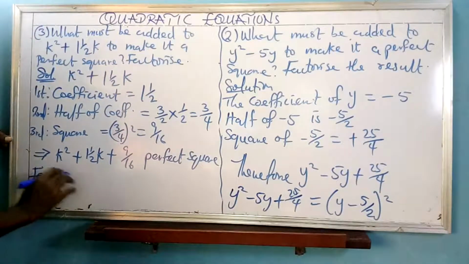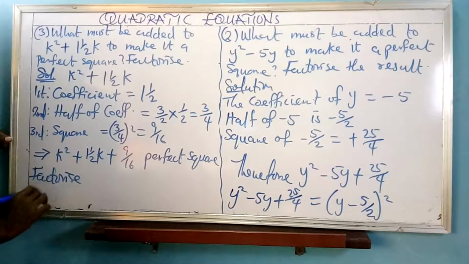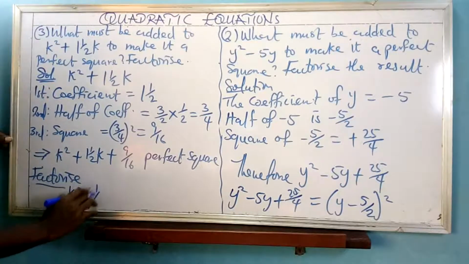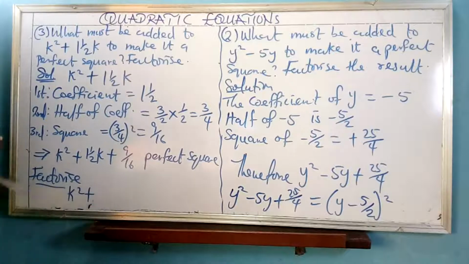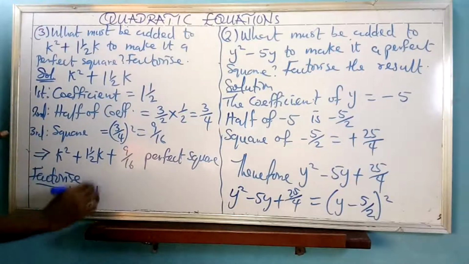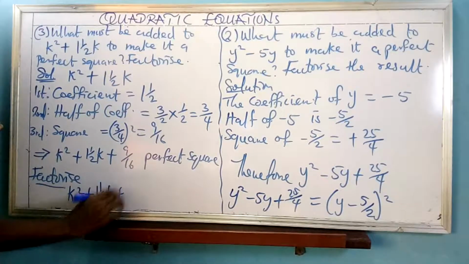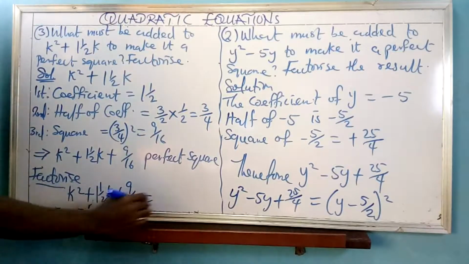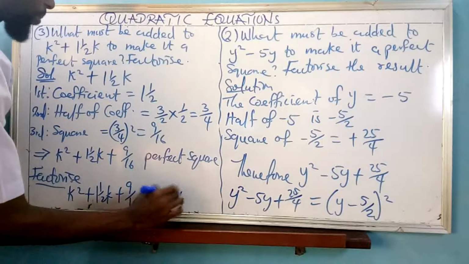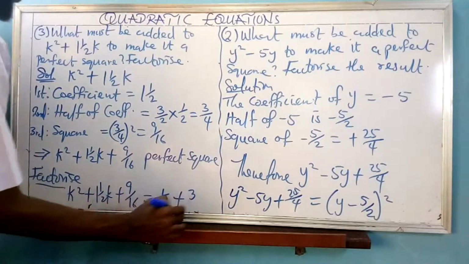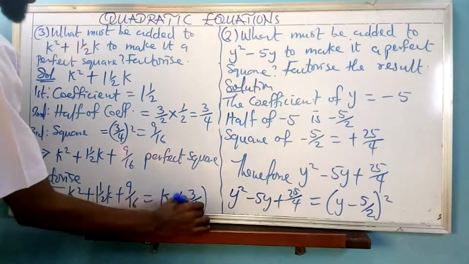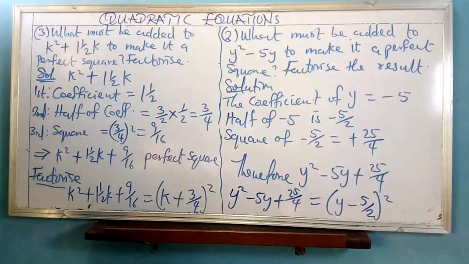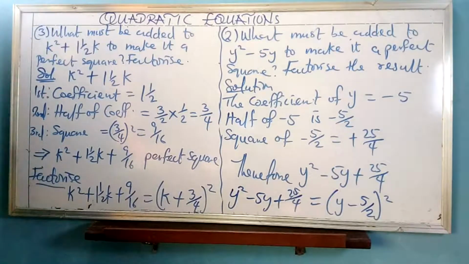So factorize will now be what? When we factorize it, we now have k squared plus 1 over 2k, written back the way they give it to us, plus 9 over 16 will now be equals to k plus 3 over 4 all in square, and that will be your answer. Do you see it now?